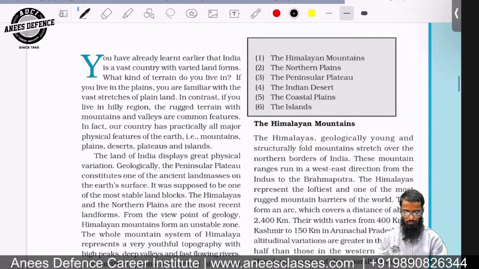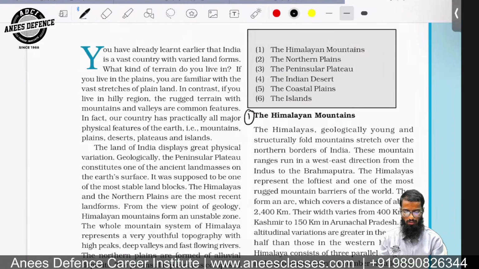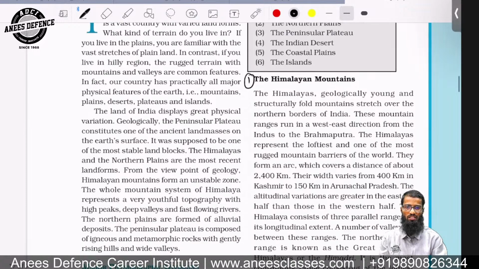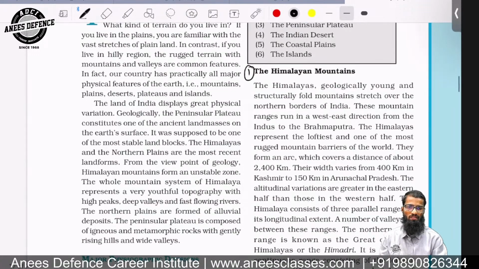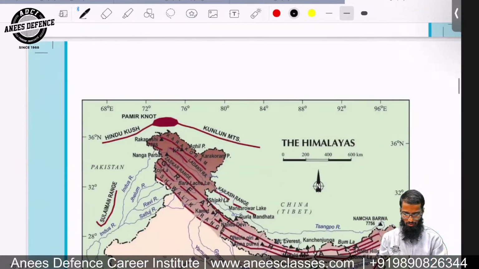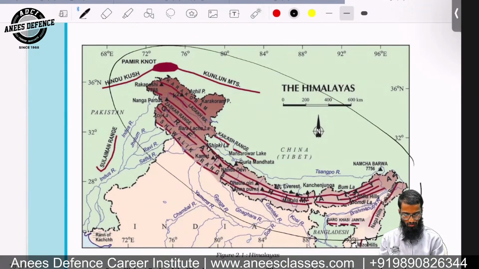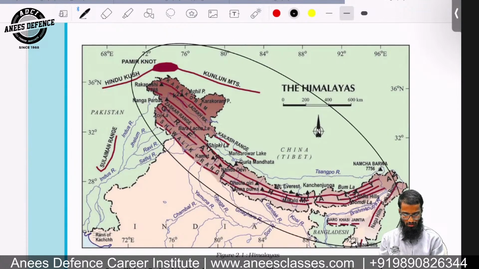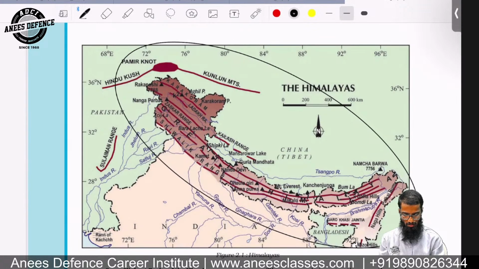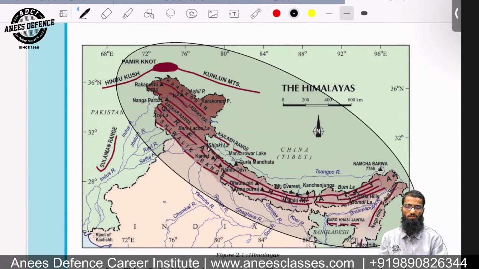Let us start from point number 1. Himalayan mountains. Himalayas, geologically young and structurally fold mountains, stretch over the northern borders of India. Look, I will show you this. We are talking about this phenomenon.